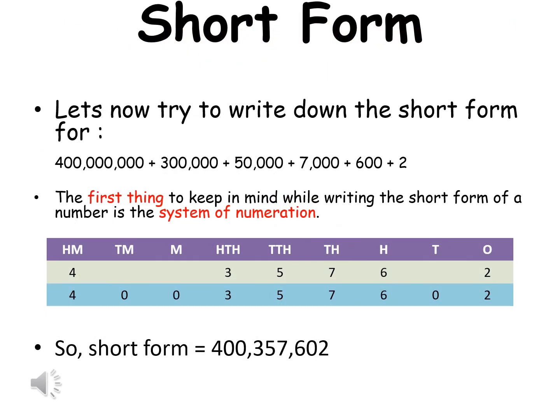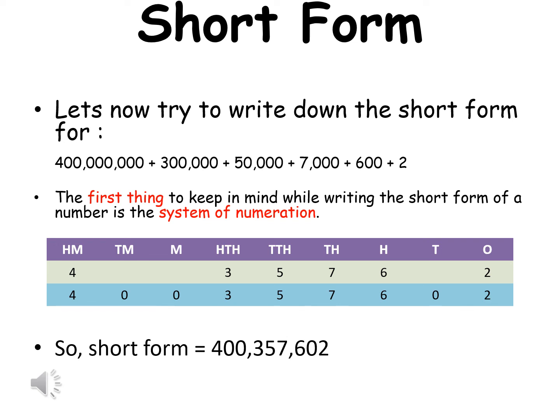Now, once the number is expressed as the sum of the place values of the digits, let's try to write down the short form for it. So now, before writing the short form, the first thing to keep in mind is the system of numeration. Now, how will you understand the system of numeration? By the places of commas. Right? So if you see the first number, that is a 9-digit number, and the comma is placed after every 3 digits. So we can understand that this is the international system of numeration, right?